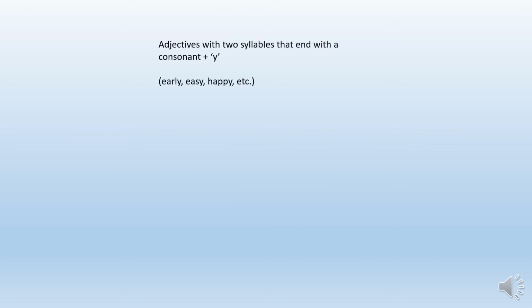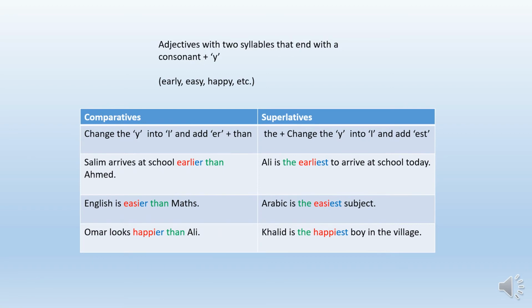Okay, we have also the adjectives that have two syllables and end with a consonant plus y, like early, easy, and happy. To form the comparative, we are going to change the y into an i, and add er plus than. In order to form the superlative, we are going to add the, changing the y into an i, and then we add est.